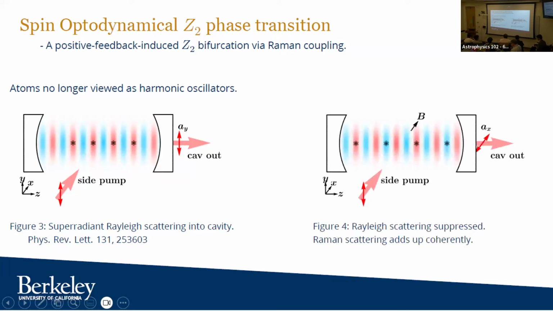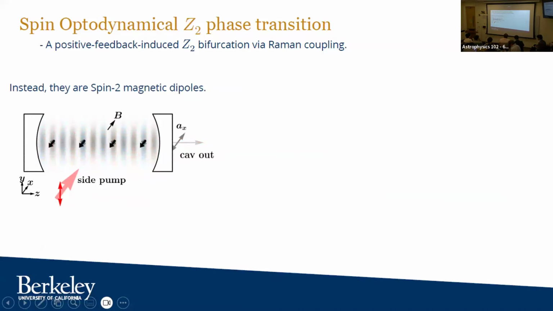However, if you position an even number of atoms on alternating signs of the cavity antinodes, then the superradiant scattering, or the same polarization scattering, gets suppressed because things cancel out. Now the predominant term in the cavity emission is actually a Raman scattering term, where the horizontal polarization mode of the cavity can add up. And I'll use these little arrows to symbolize the spins. They're like little magnets.